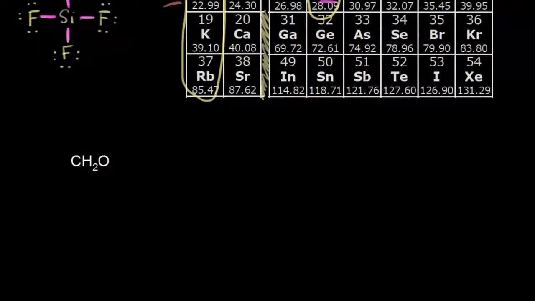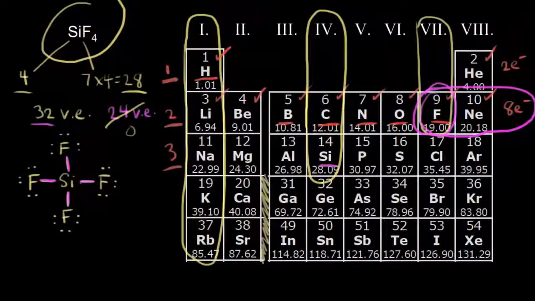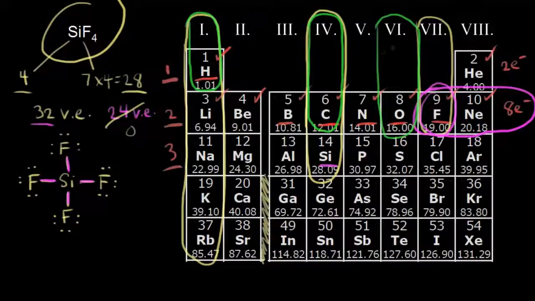So let's go back up here and let's find those elements here. So here's carbon. Carbon's in group 4, so therefore carbon will have 4 valence electrons. Here's hydrogen in group 1, so 1 valence electron. And oxygen is in group 6, so 6 valence electrons for oxygen.